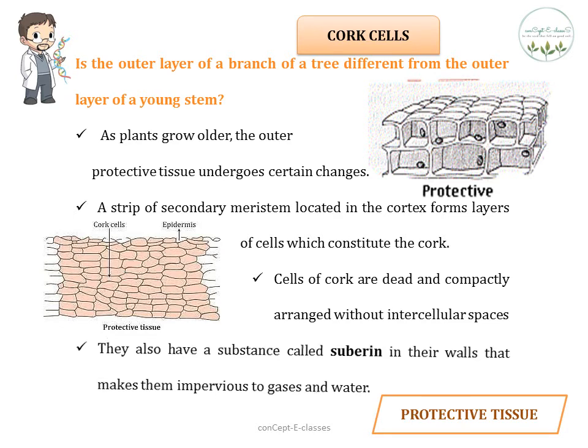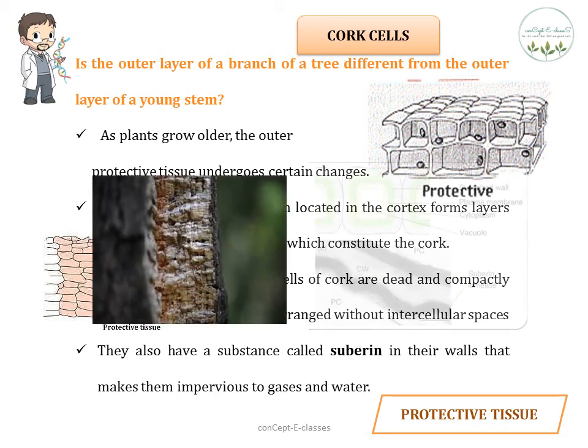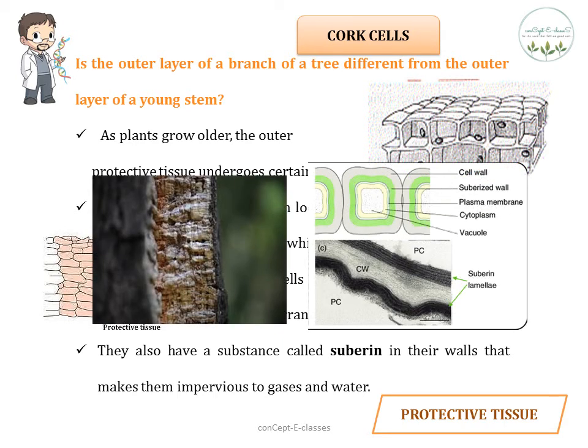They also have a substance called suberin in their walls that makes them impervious to gases and water. So this suberin is present in this wall, and it makes the cell impermeable to any type of gases and water. They do not allow water or gases to pass through this layer. So this is another type of protective tissue.